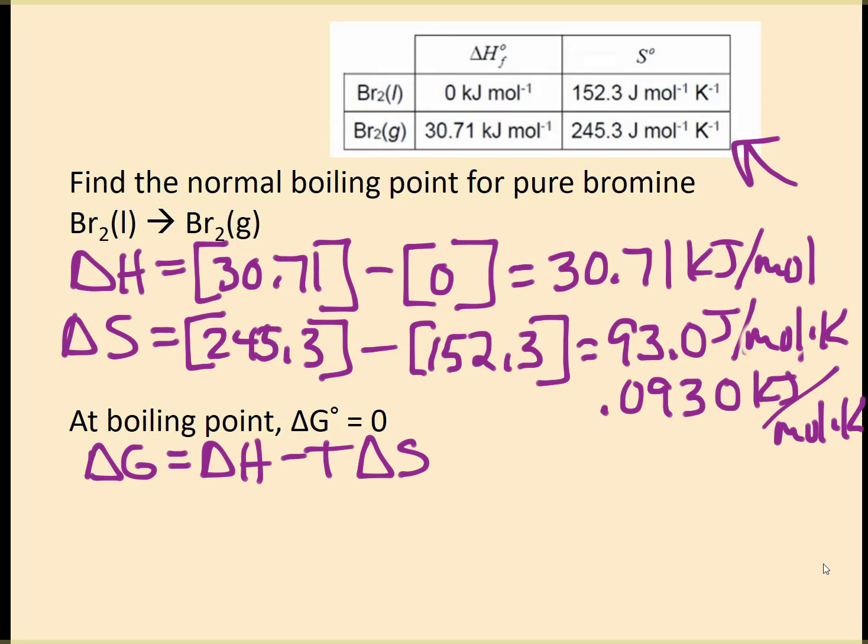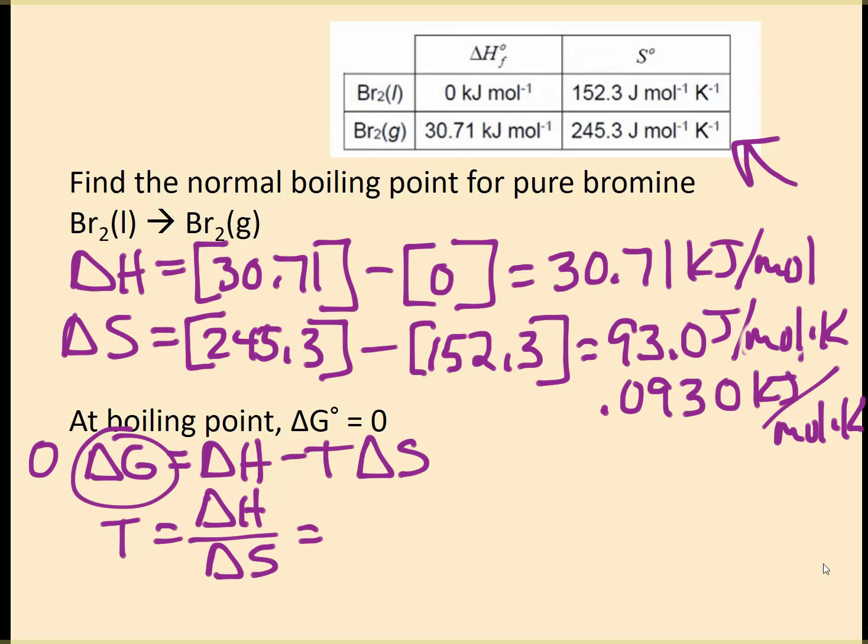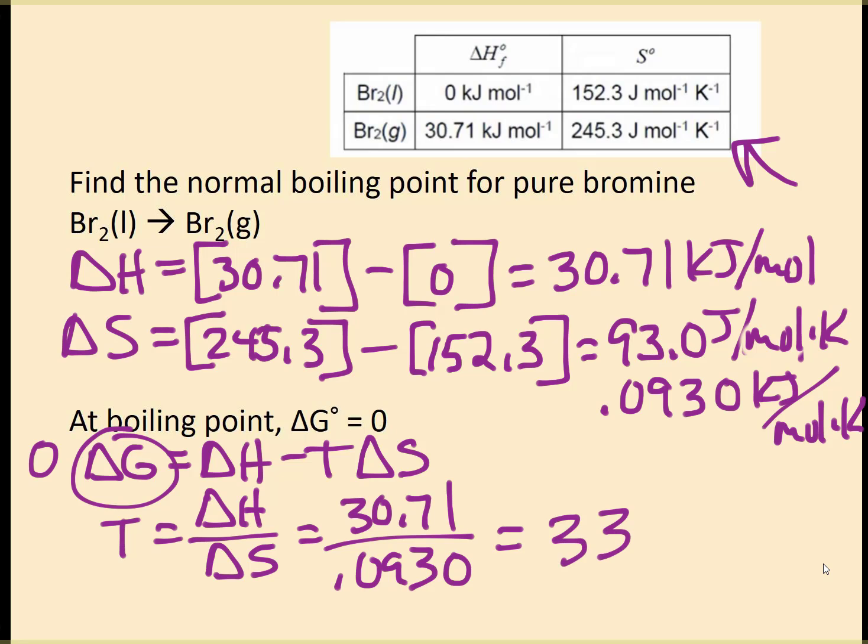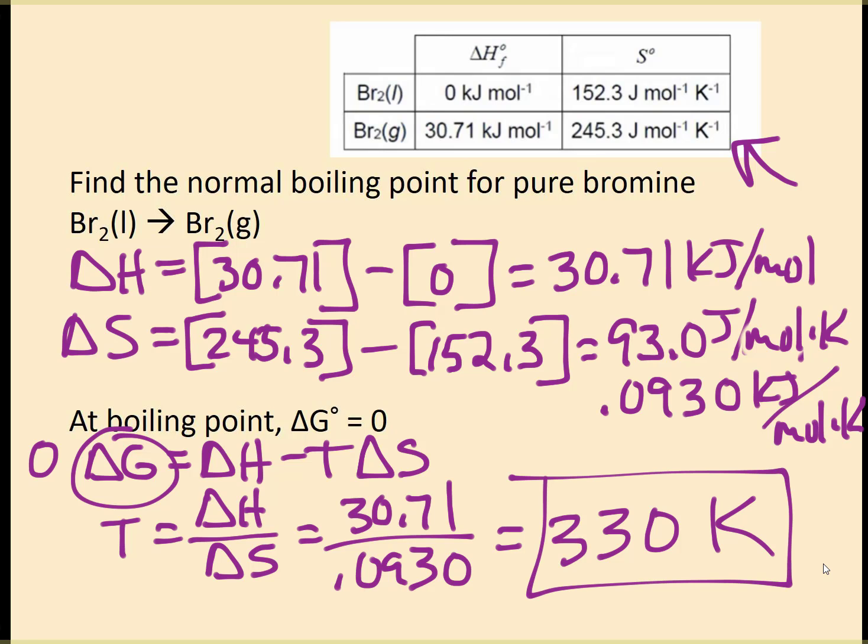And if I take the Gibbs Free Energy Equation and I have delta G be 0 and I solve for T, I get delta H over delta S. And then plugging my numbers in, I get 330 Kelvin. So this is finding the delta H, the delta S, and then finding the temperature of that phase change.